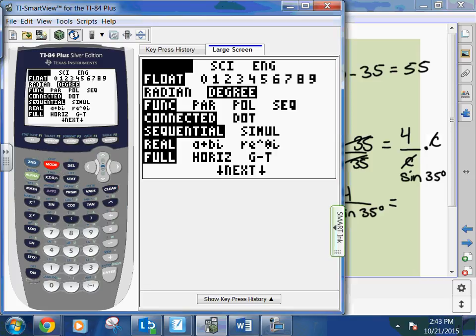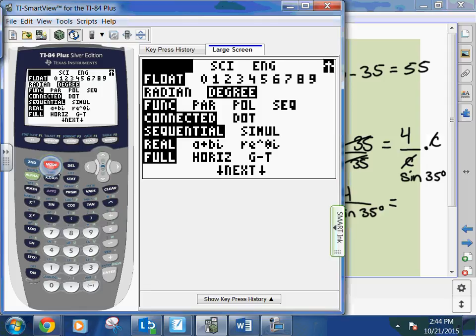This one is in degrees. I'm in the correct setting. It may not always be the case. You might open up your calculator and the mode is radian. It actually defaults to radians. So when you go ahead and solve this, just take a little bit of time, be safe, look at the mode, and then from there you'll know what to do next.